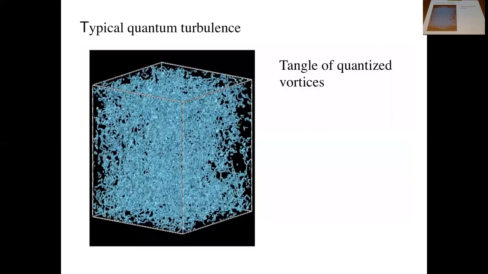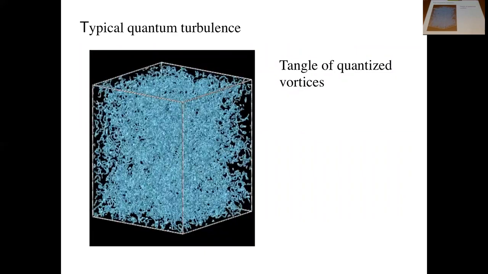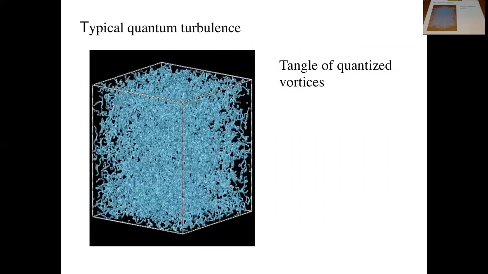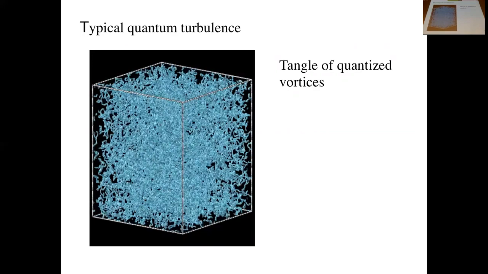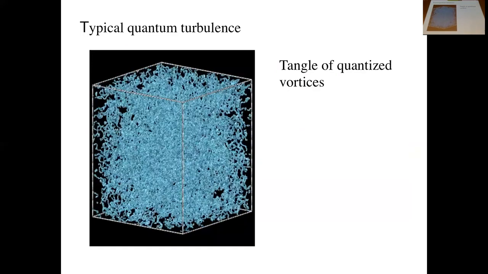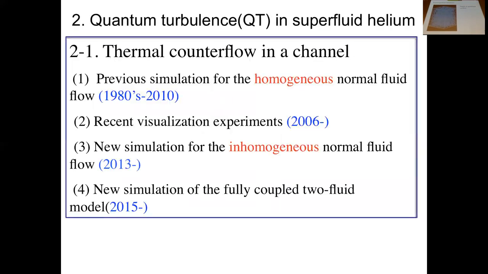And this is a typical quantum turbulence. This is a simulation of the Gross-Pitaevskii model. This is the number of quantum vortices. So we'd like to start with the topic of superfluid helium. The first topic is the thermal counterflow in a channel.